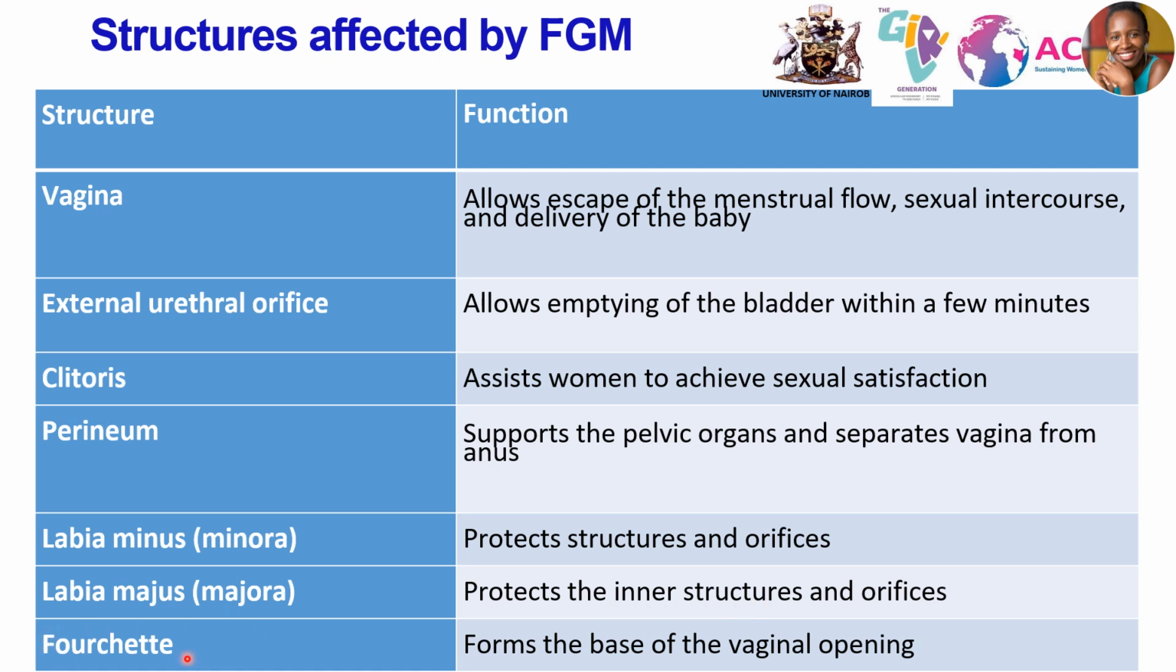Then we have the fourchette. The fourchette forms the base of the vaginal opening, basically. And then we have the internal structures of the female genitalia. As we go in, we have the vagina first, then we go all the way to the cervix, and then we can start accessing the uterus.